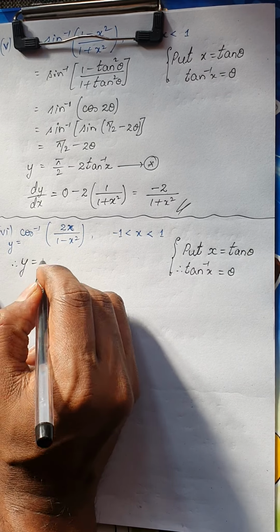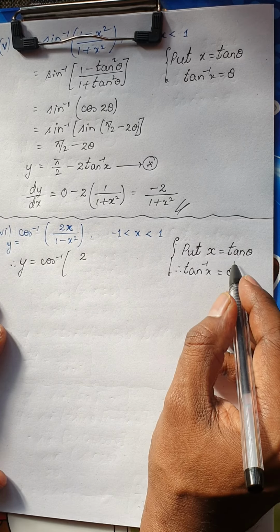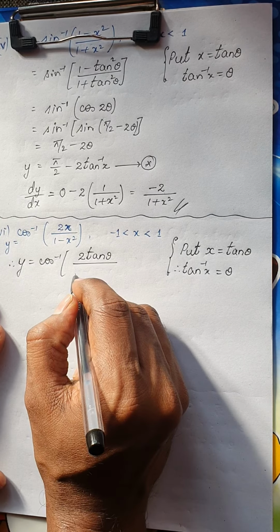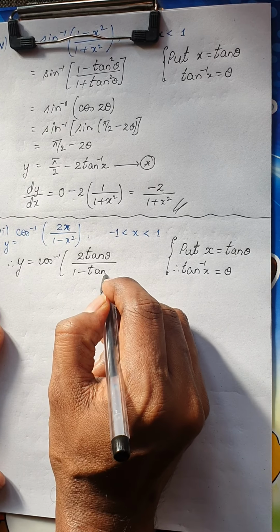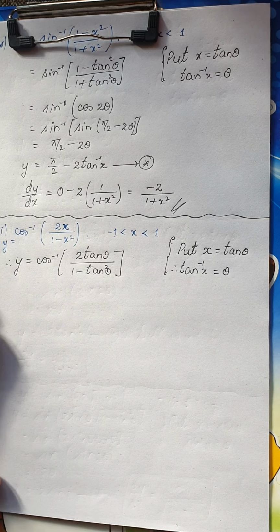Okay, let us substitute. Therefore y is nothing but cos inverse of, I will get 2 times, what is x? X is tan theta. So I'll get 2 tan theta divided by 1 minus tan square theta.